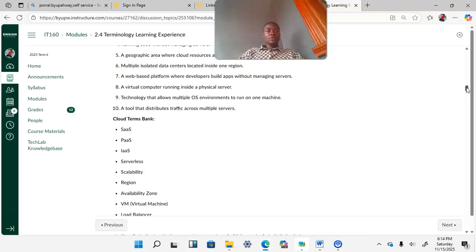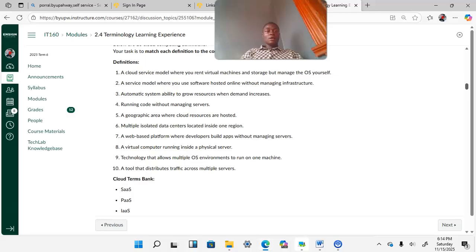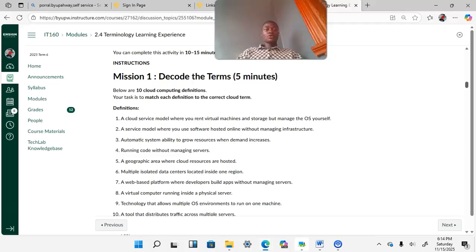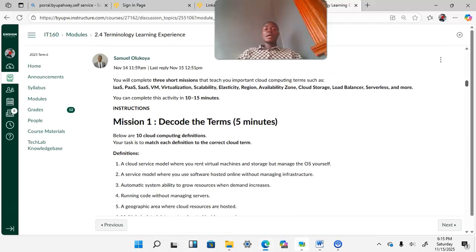He also asks a question here again. It talks about a service model where you use software hosted online without managing infrastructure. That has to do with software as service. That is very important in cloud computing, where you will understand that whenever you are using a cloud service model such as software as service, you will only be using the software hosted online without managing the infrastructure.